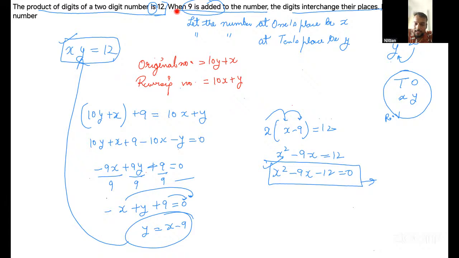Now, what is the sentence written? When 9 is added to the number, the digits interchange their places. So when I add 9 to the original number, it becomes the interchanged number, which is the reverse number. Then I solve it, and I got y is equal to x minus 9. I put the y value into this, then I got this equation. Now you have to use the quadratic formula to find the value of x.